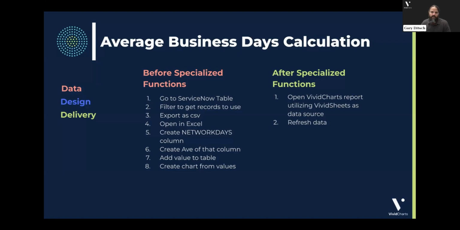There's this function in Excel called network days. The idea is that you get the count of days between two dates. And then, if you're looking at resolved times, you only get business days. You don't get every day of the week. And so, currently we see people going to ServiceNow, exporting it, going into Excel, doing all those steps to get it. And so I'm going to show you how you could possibly do that with a specialized Vivid function.